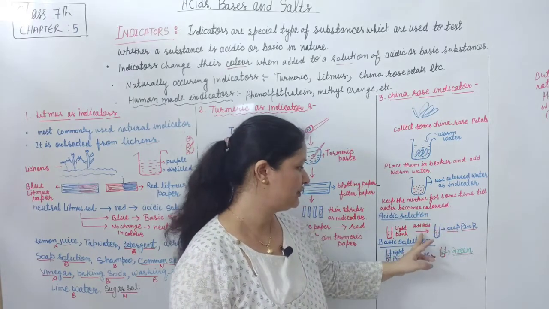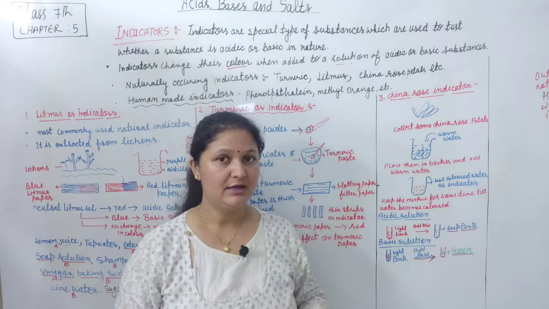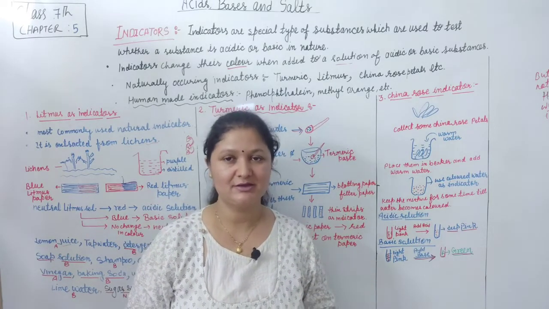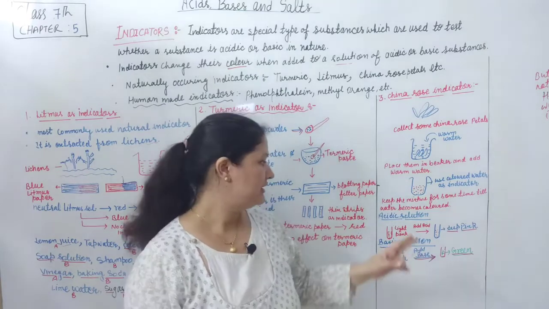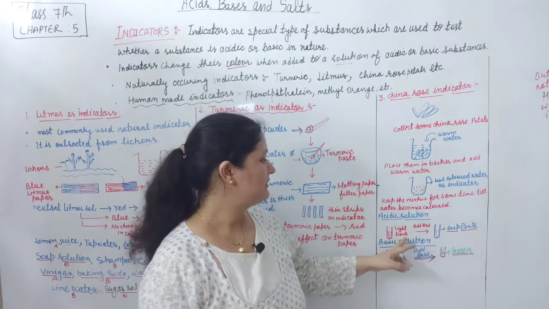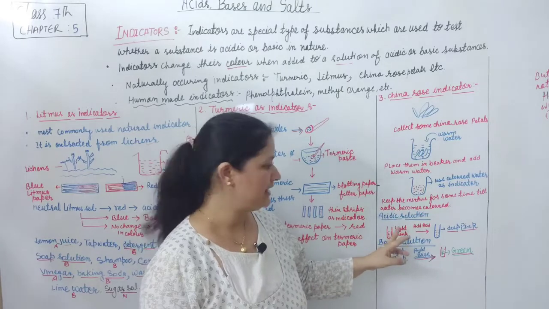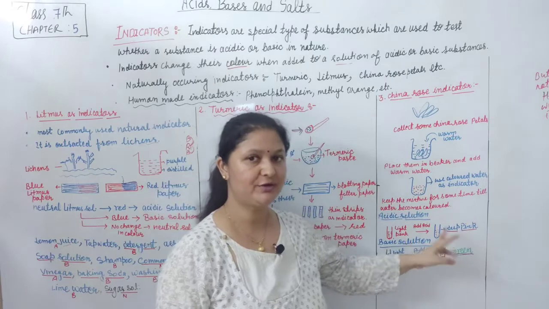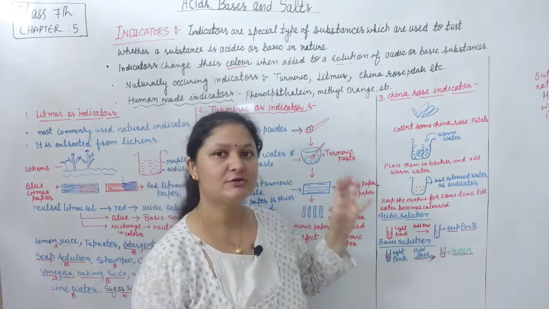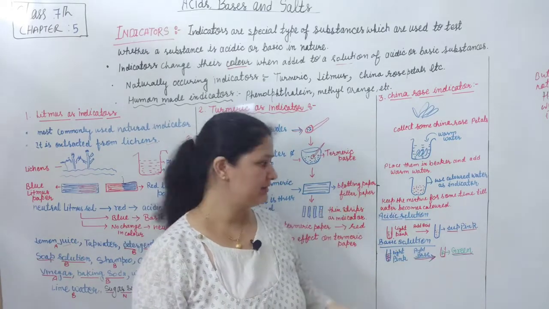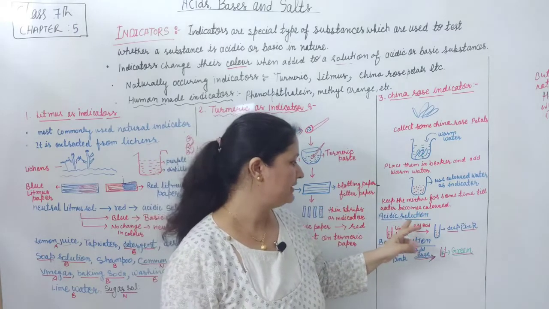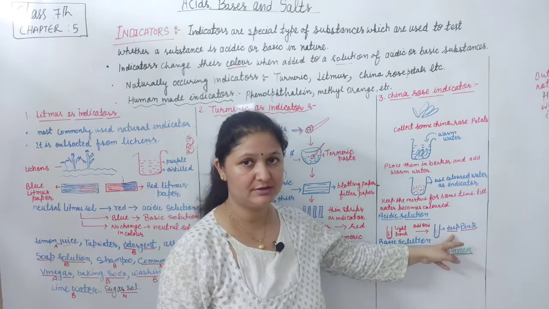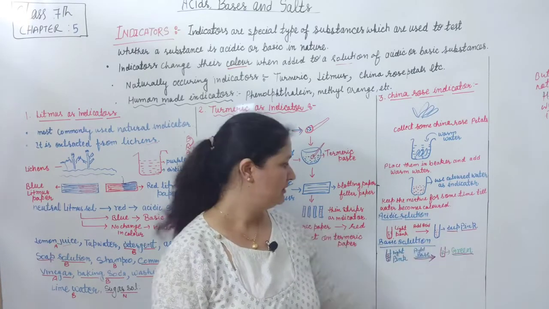For example, when we add lemon juice and sulfuric acid or hydrochloric acid to this China rose indicator, then the light pink color turns into deep pink color. So keep in mind, students, if the solution is acidic in nature, then light pink color turns into deep pink color, or we can say magenta color also, okay.